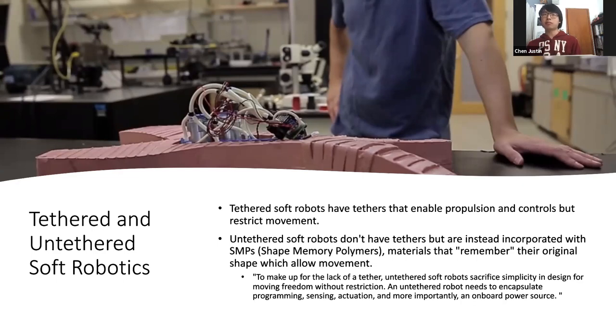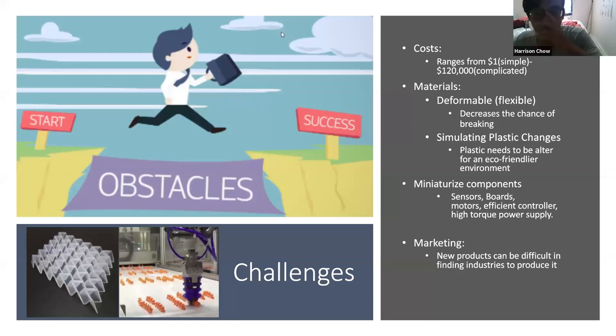I mentioned one disadvantage of tethered and untethered soft robots, but Harrison will go further into the challenges and obstacles of soft robots in general. Thank you, Justin. So as we know, there are many obstacles that soft robots will encounter. I believe these are the most important challenges that each soft robot will encounter. The first one is cost.